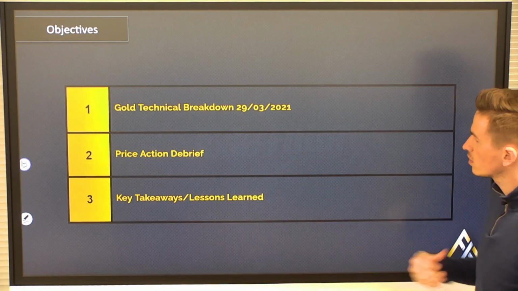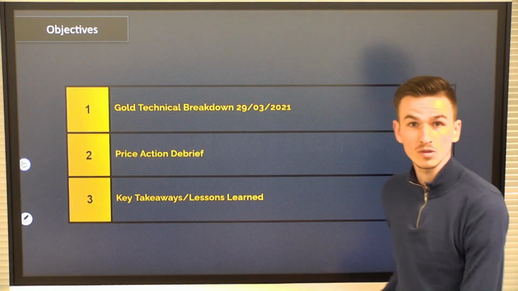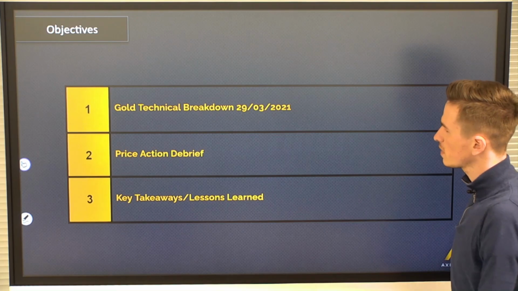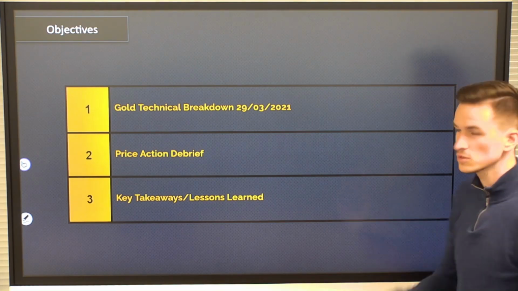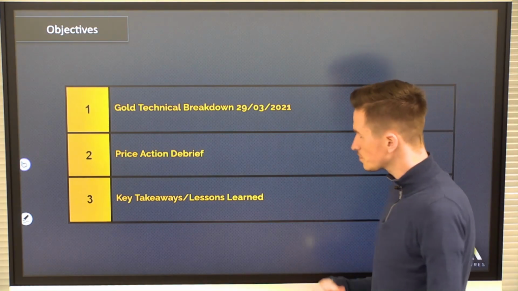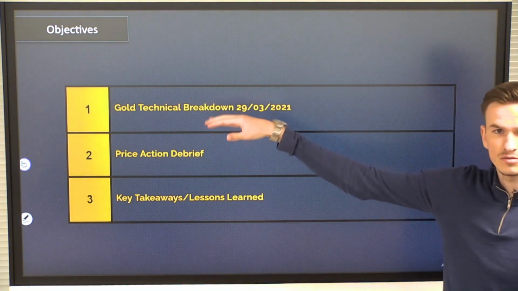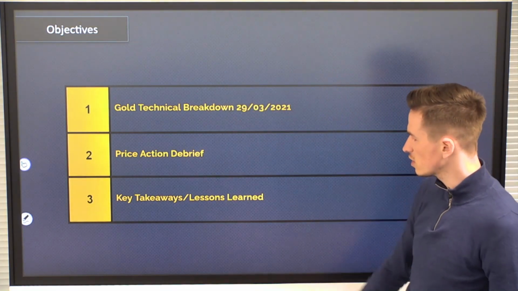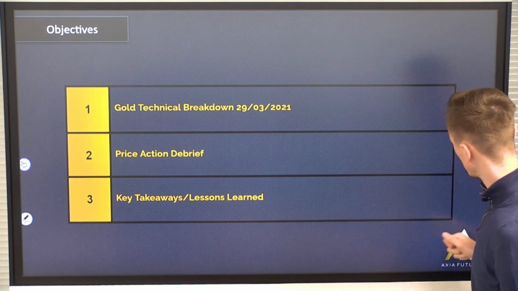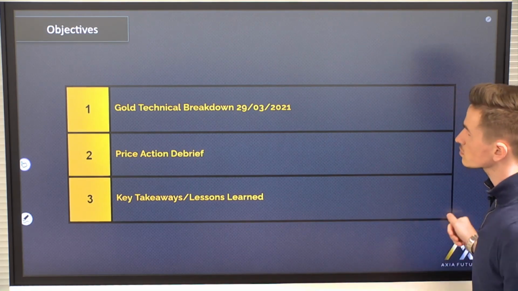So basically, I'm going to go through the breakdown and morning prep as well, because I was planning this trade for quite some time. As you know, gold was in a massive range. So we're going to do a good technical debrief of this, price action, and then a couple of pointers at the end, as we normally go through.